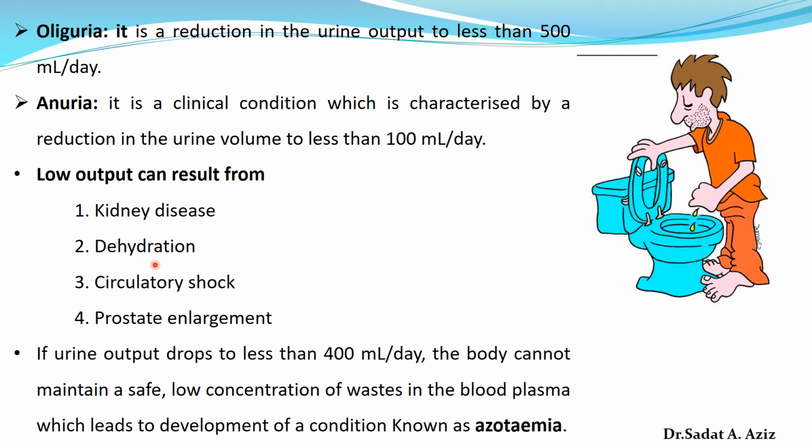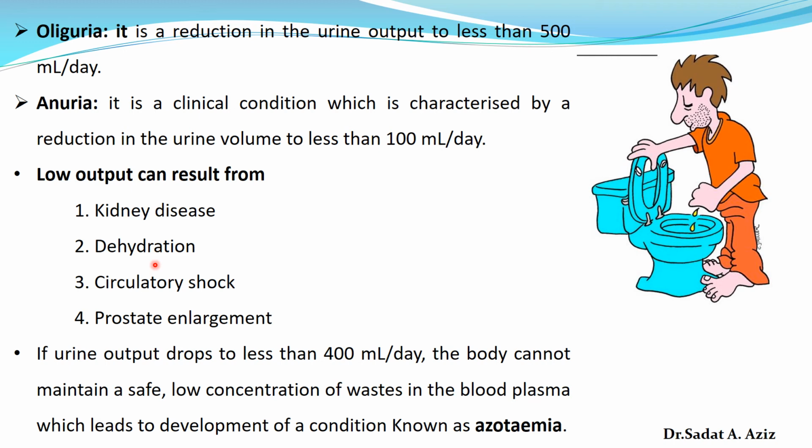And the last cause of the reduction in the urine output might be related to prostate enlargement. I am quite sure you have heard quite a lot about the prostate gland, and prostate enlargement is mostly related to some specific type of cancer. It's called prostate cancer.